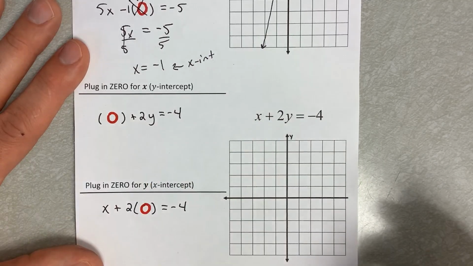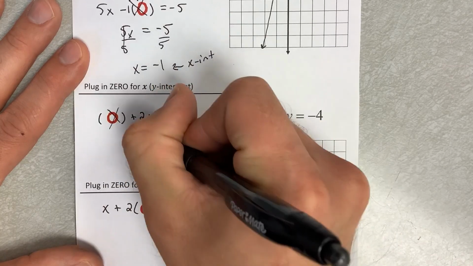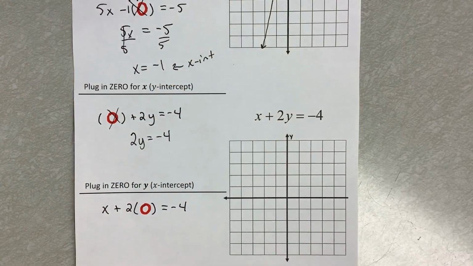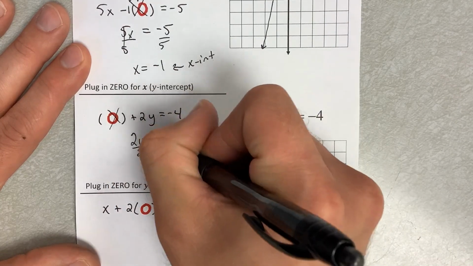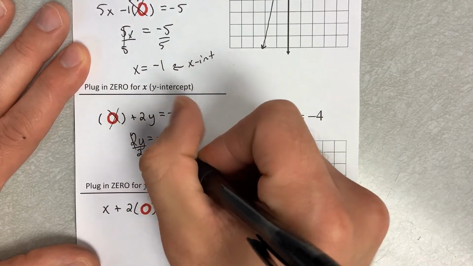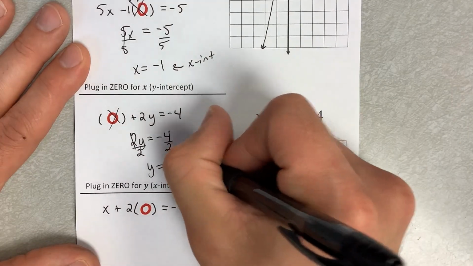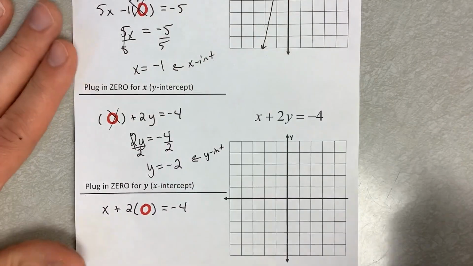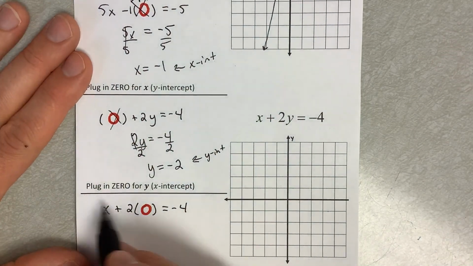Well, this is just 0, right? Actually, I don't gotta write it anymore, so I can just bring down 2y equals -4. I mean, the 0 is just useless there. I just got left with a coefficient, which I can divide both sides by. y equals -2. And that is going to be my y-intercept. And I got that by plugging in 0 for x. To find my x-intercept, again, I plugged in 0 for y.